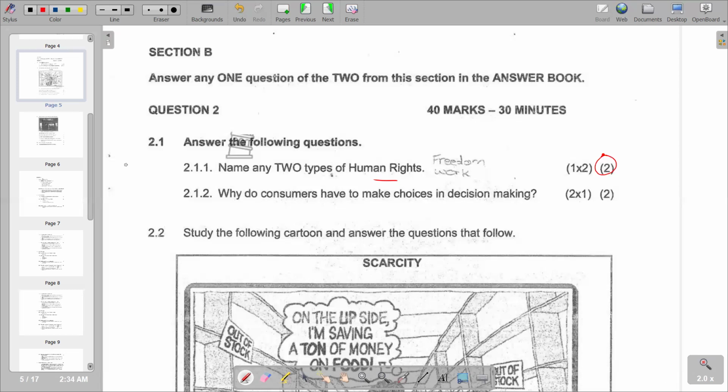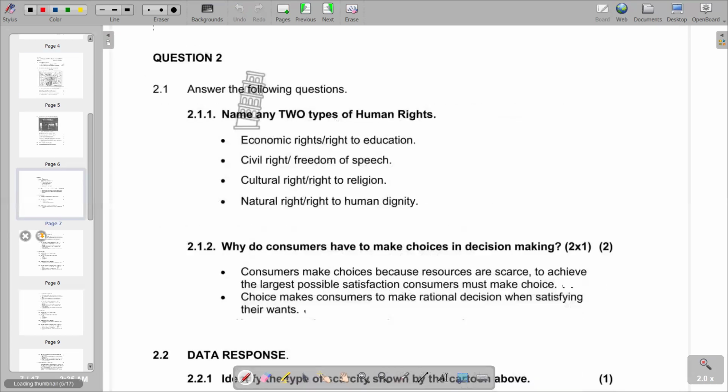So our question reads, name any two types of human rights. Obviously, we are just going to name them. So you go to our answer section, to see what we have in terms of those human rights. The first one that we have is economic rights, which is right to education, and then we have got the civil rights or the freedom of speech, and then we've got the cultural right or right to religion, and then we've got natural rights or right to human dignity. So basically, these are the rights that we have, but our question is only requiring me to state just two.